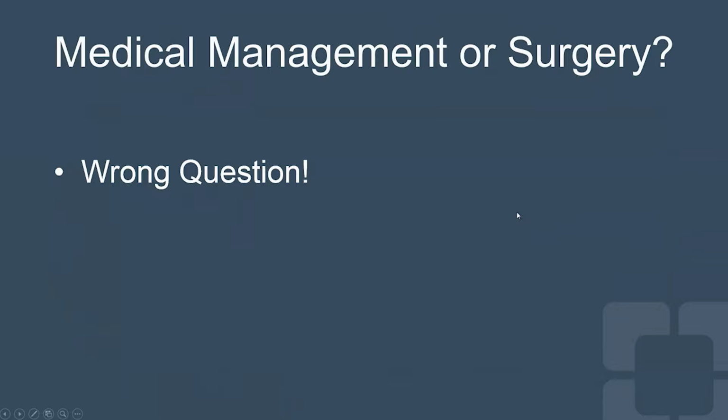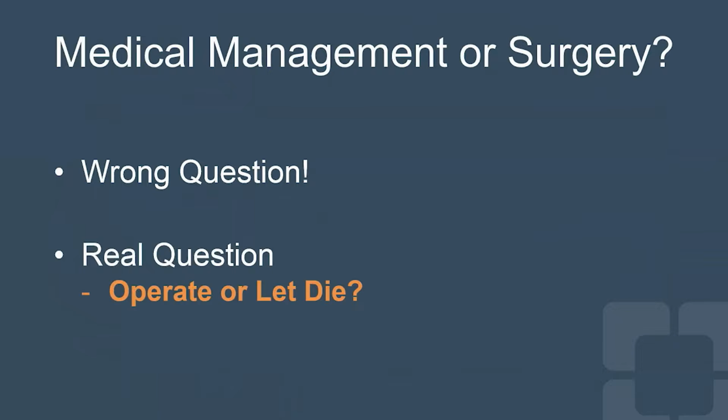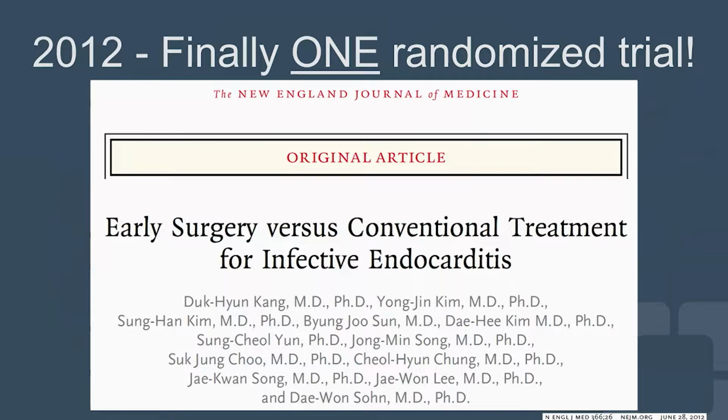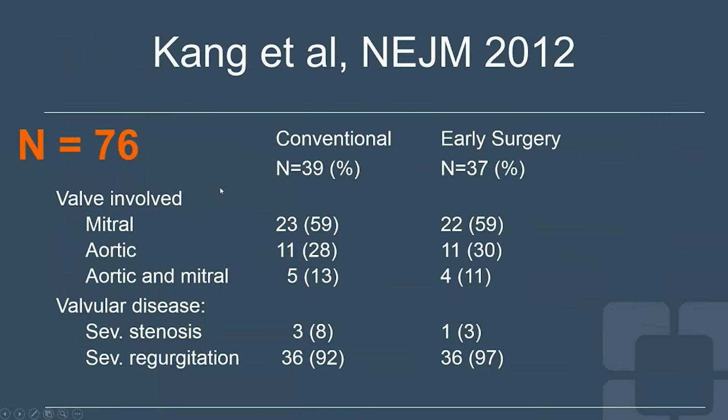So the question really here is, it's not when you should operate on these patients or manage them medically. The real question really is, are you going to operate on these patients or let these patients die? There really hasn't been that many comparative studies, but there is this one RCT looking at early surgery versus conventional medical treatment for these patients. And they looked at 76 patients comparing conventional approach, which is starting with medical management, versus early surgery.